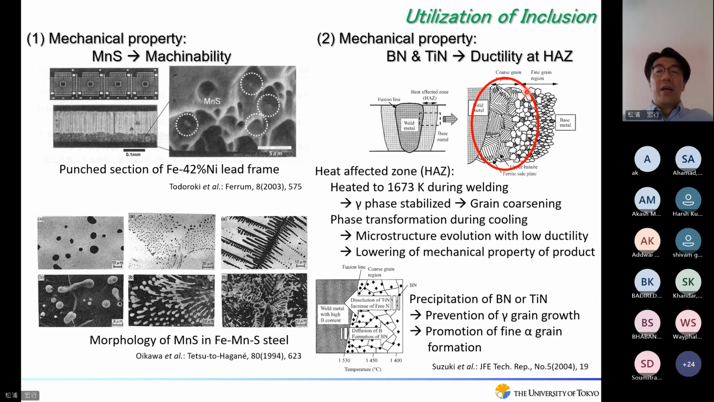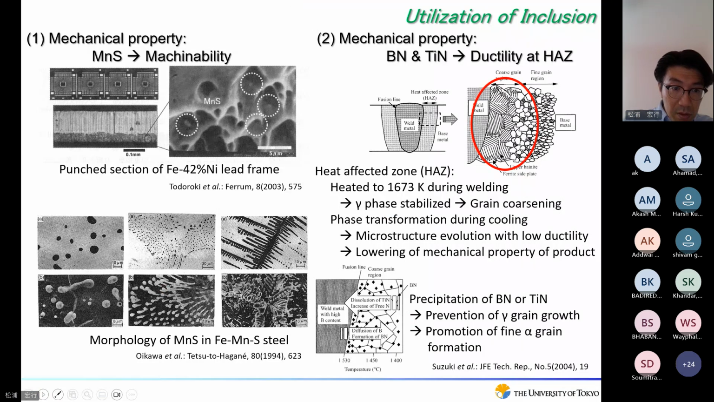In addition to that, the boron nitride or titanium nitride actually have the effect to promote fine ferrite grain formation from the inclusion surface. So from such a viewpoint, some types of inclusions are quite useful, but the bad inclusions must be removed as much as possible.